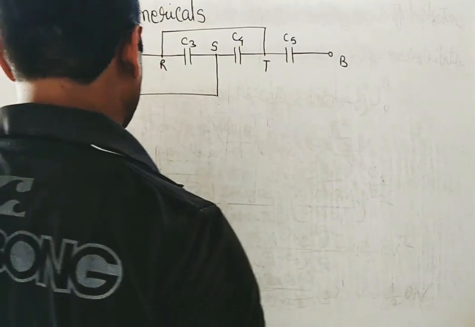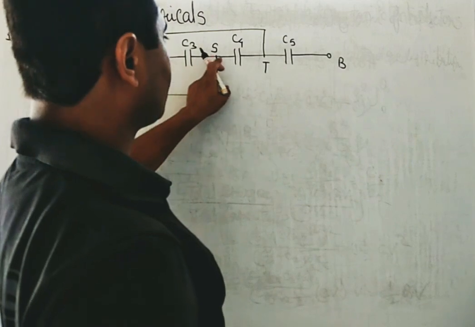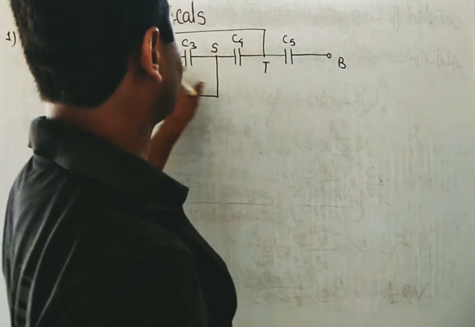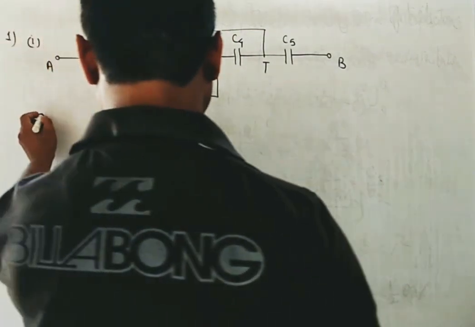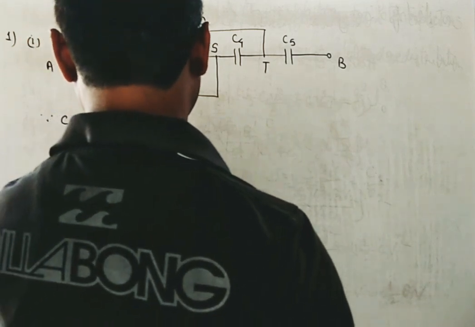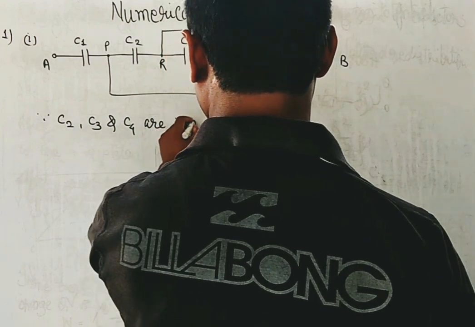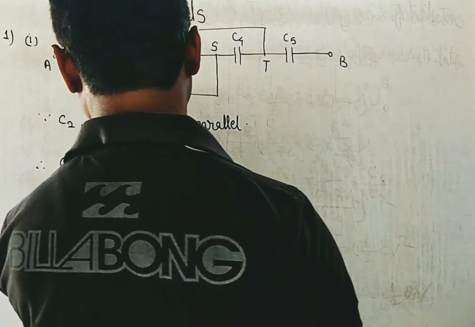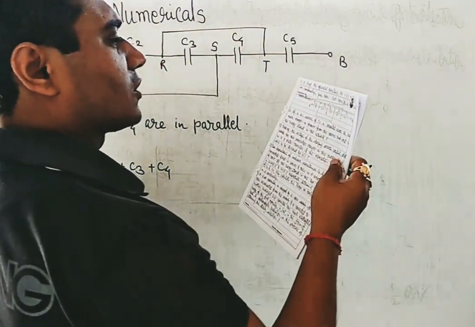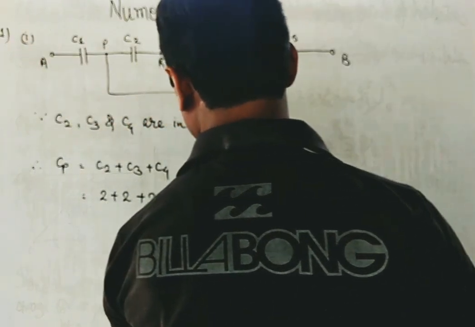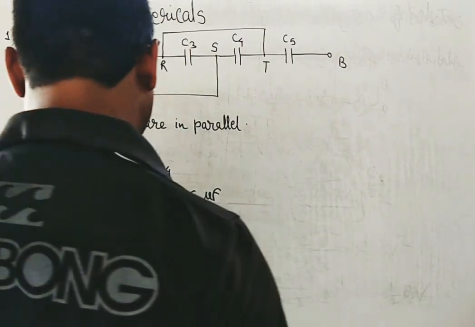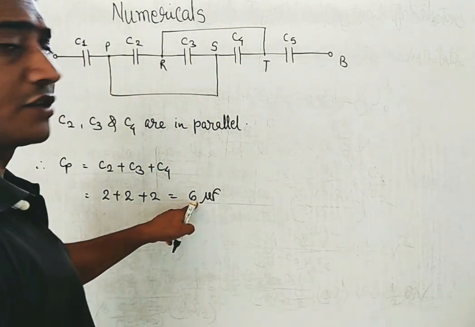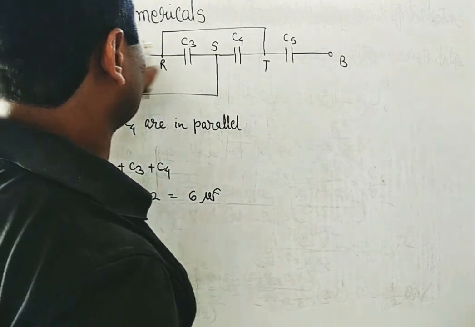So as can be seen, now this C2, C3 and C4, these three are in parallel connection. As this is connected here, and this is connected here, such a connection is a parallel one. So to start with, since C2, C3 and C4 are in parallel, CP we are calculating will be C2 plus C3 plus C4. As all capacitors are of capacity 2 microfarad, so 2 plus 2 plus 2 makes 6 microfarad. Now between P and T we have a capacitor of capacity 6 microfarad, and that is in series connection with C1 and C5.